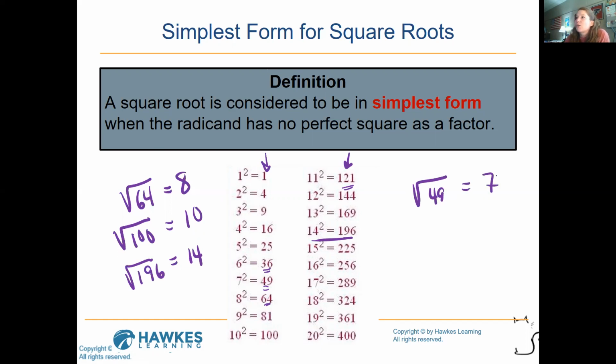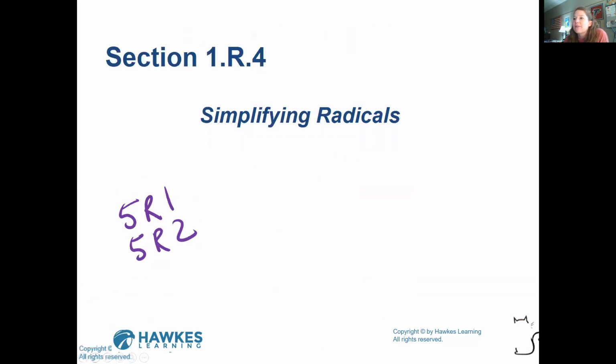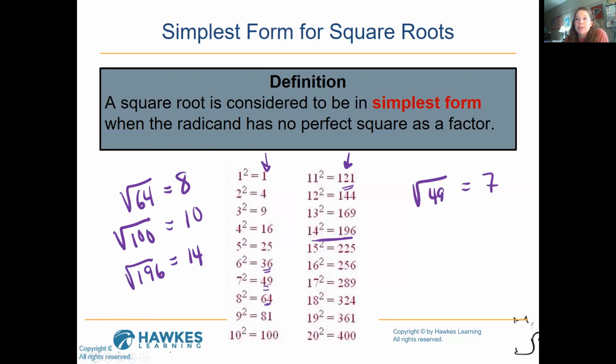Okay, so you need to have memorized the first 15 perfect squares. It'll make your life easier if you just memorize the first 15 perfect squares. Go all the way up to 225. And you know most of them, I'm sure. So how do you simplify a perfect square? Well, it's easy. If it's a perfect square, you just think of the number that times itself equals that number. So the square root of 289 is 17, right?